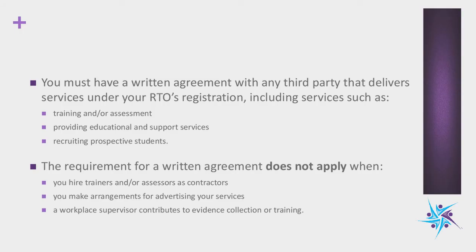You must have a written agreement with any third party that delivers services under the RTO's registration, including services such as training and assessment, providing educational and support services, or through the recruitment of prospective students. The requirement for a written agreement does not apply when you hire trainers and assessors, they're contractors. So you are contracting them to deliver training and assessment on your scope of registration. So this is trainers and assessors who are not responsible for advertising or marketing or recruitment of the students. They are contractors to your organisation.